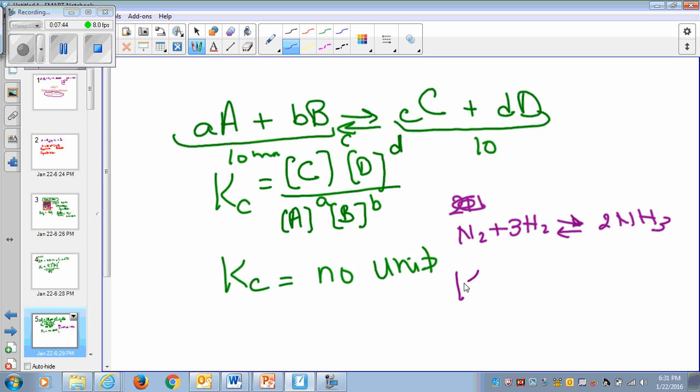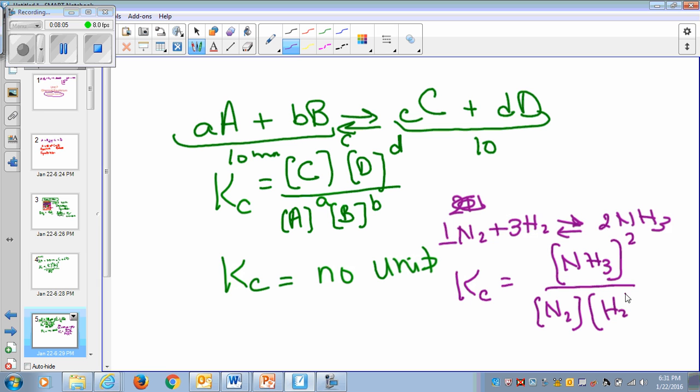So to calculate the equilibrium constant, I will take the concentration of products to the power of the number of moles of the product, divided by the concentration of the reactants. You see that I have only 1 mole of nitrogen, so it's only 1, and then I have 3 moles of hydrogen, so I'll take it to the power of 3. So if I know the actual concentrations, let's say I have 0.3 molar this and 0.1 molar this and 0.2 molar this, I can calculate the value of the equilibrium constant.